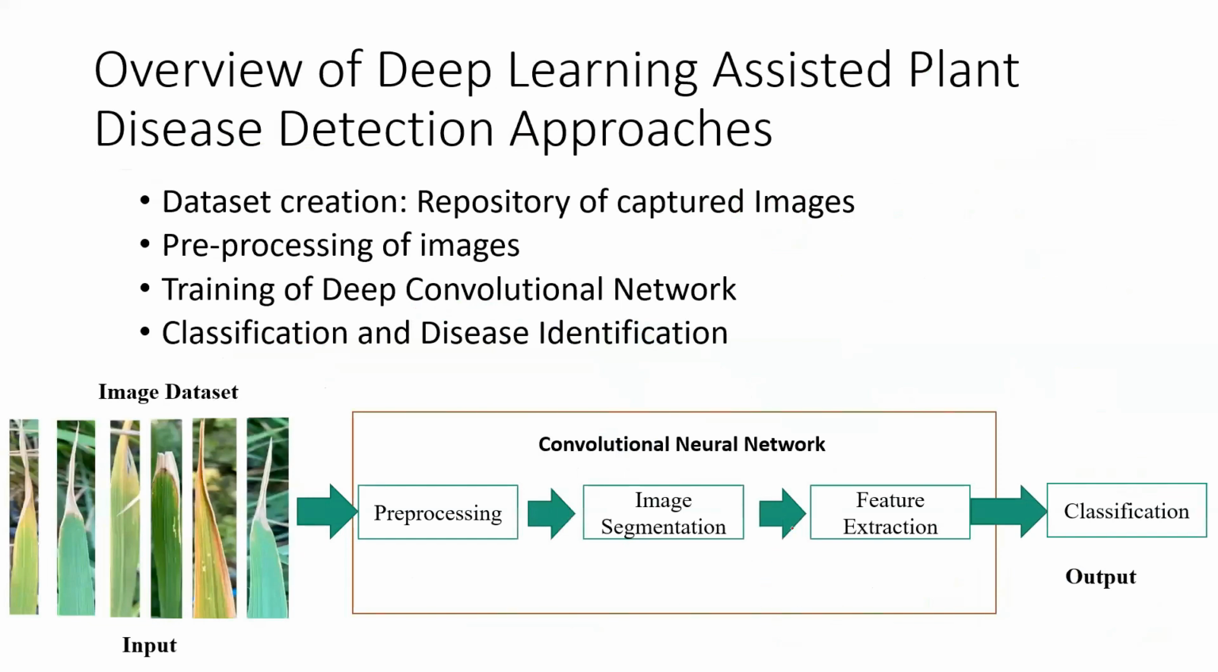This is the common block diagram, or overview, of a deep learning assisted plant disease detection approach. First we have the dataset creation process. Either you can create your own dataset or you can utilize an existing dataset. Then you can have pre-processing of the images. I will tell you what kind of pre-processing you can apply. Then you can train a network, and then classify the image as a diseased image or not.